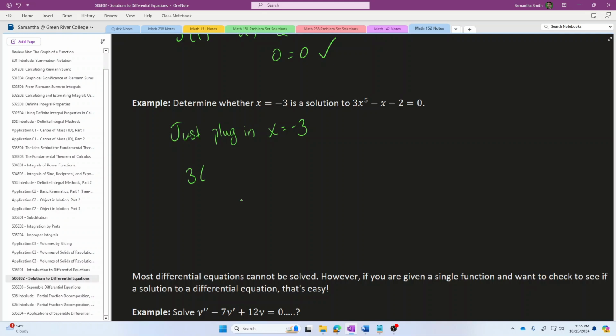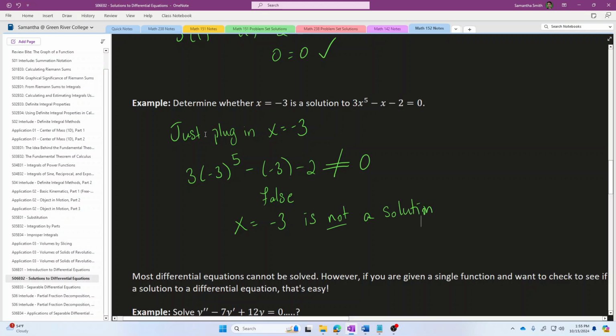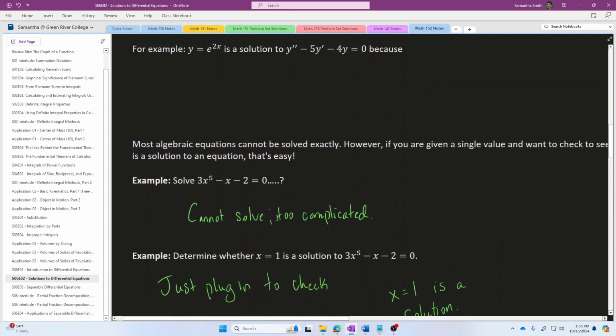And if I plug that in, 3 times negative 3 to the power 5 minus negative 3 minus 2, that one is definitely not equal to 0. So this equation is false. And from that, I can conclude that x equals 3 is definitely not a solution. I was able to do that, and I was able to answer that question, even though the equation was too hard and too complicated for me to solve.